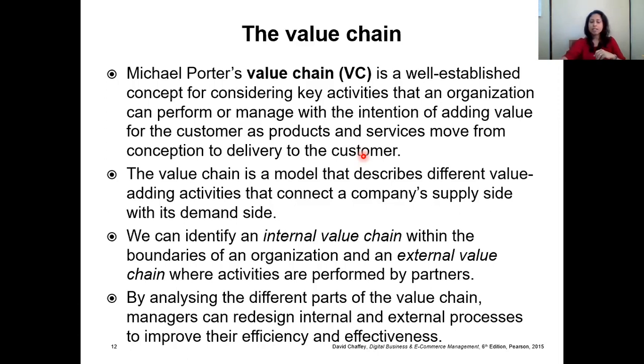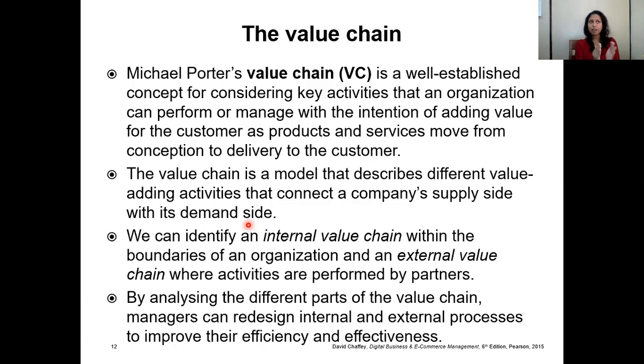So the next point says, the value chain is a model that describes different value adding activities that connect a company's supply side with its demand side. So in this value chain model, what is being described? Different value adding activities at different stages of your value chain, right? In the illustration which I will show you in a little while, you will see this in detail.